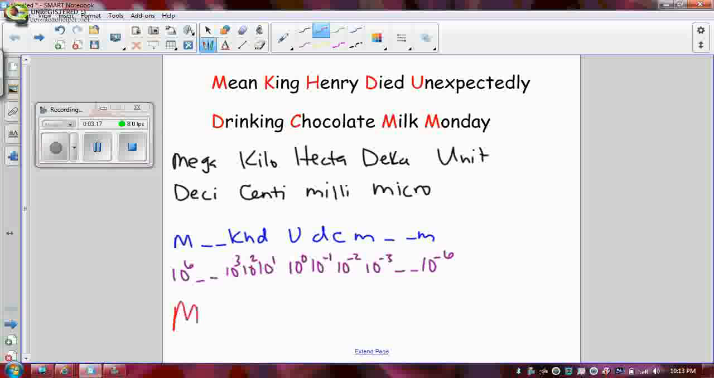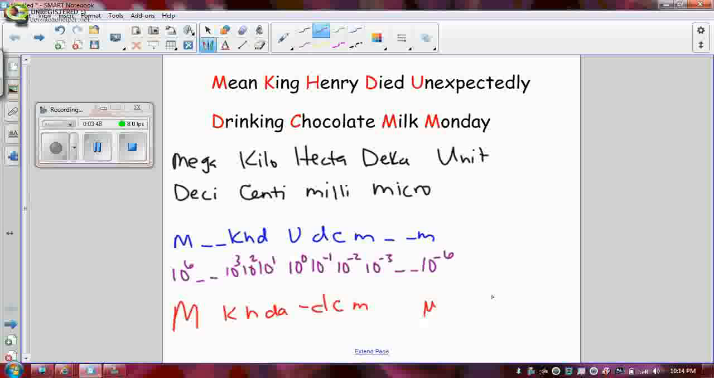Mega is a capital M, kilo is a lowercase k, hecta is a lowercase h, deca is actually a DA. Since U is the unit, that's just going to be blank, it's whatever the unit you're working with. Deci is a lowercase d, centi is a lowercase c, milli is a lowercase m, and then micro it's a funky Greek letter here. It stands for mu. Kind of looks like the letter U and the letter P formed together.